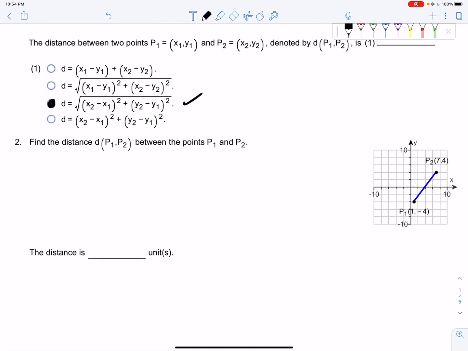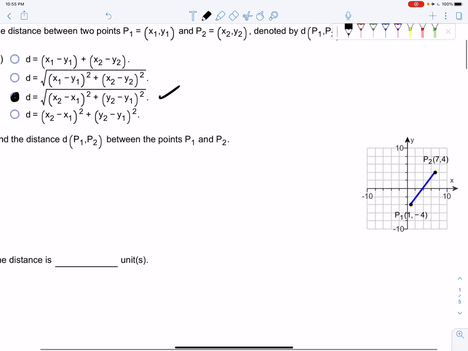Number 2 says find the distance between point P sub 1 and P sub 2. So basically point 1 and point 2. Now I think what I'm going to do is go ahead and write down those points right here. It says that point sub 2 is 7 comma 4. I'm pulling this right off of the graph. And then point sub 1 is 1 comma negative 4.